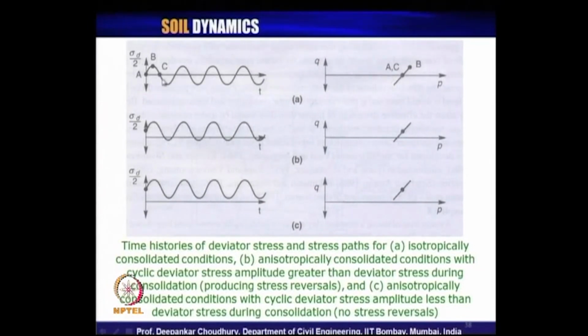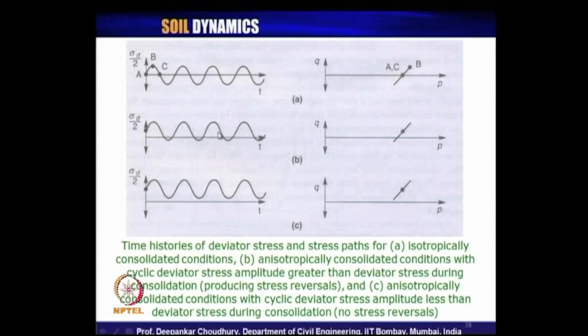So, these are the input deviator stress and these are the stress paths in the q-p plot. Okay. The first one, A, shows the test for isotropically consolidated condition. The second one shows anisotropically consolidated conditions with cyclic deviator stress amplitude greater than the deviator stress during consolidation, producing a stress reversal. So, that is why in this case the applied deviatoric stress is not with respect to your zero line, but with respect to some other positive line about this axis.